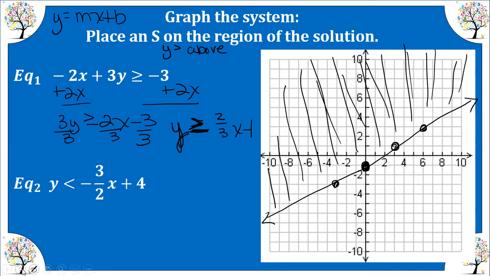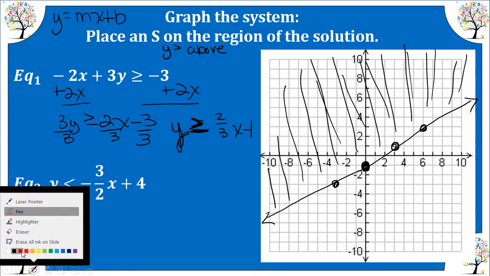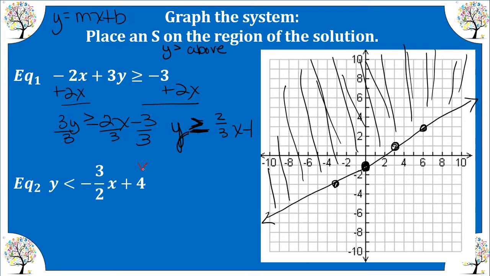Now, our second one is already in slope-intercept form. I'm going to use a different color. I'm going to start at (0, 4). I'm going to go down 3 and to the right 2. I could also go up 3 and left 2. And y is less than, so it is not included. The way we represent ordered pairs that are not included is with a dashed boundary line. All of these ordered pairs are not included as part of my solution set.